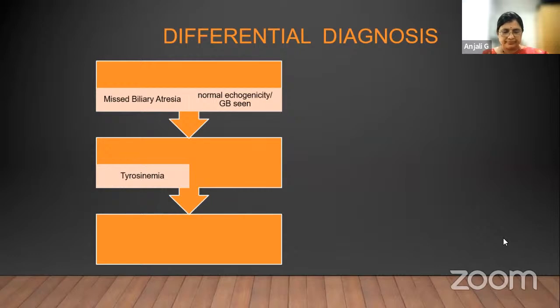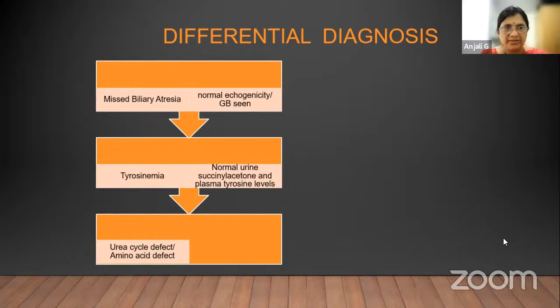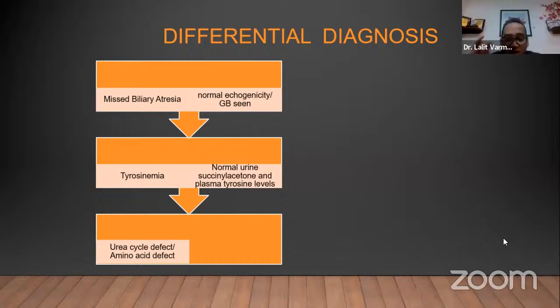So why not tyrosinemia? Because we had a normal urine succinylacetone. Again, it gives you a very quick answer within the same day, and normal plasma tyrosine levels. Why not a urea cycle defect or an amino acid defect? Anyone? Blood sugar was normal, and ammonia was normal. In a urea cycle defect, ammonia is definitely high.